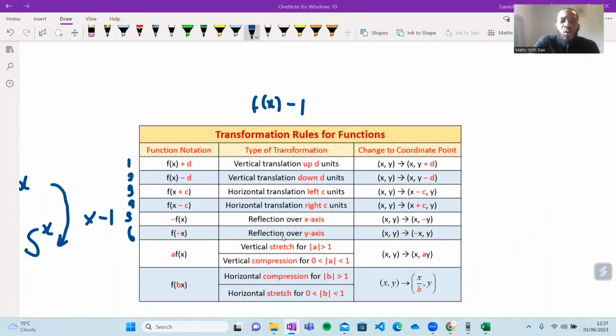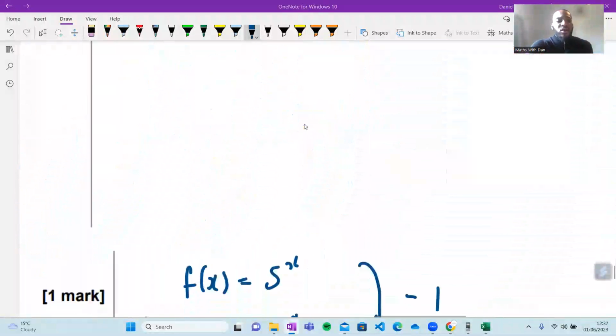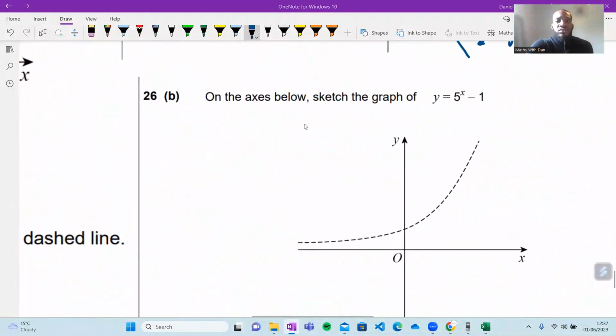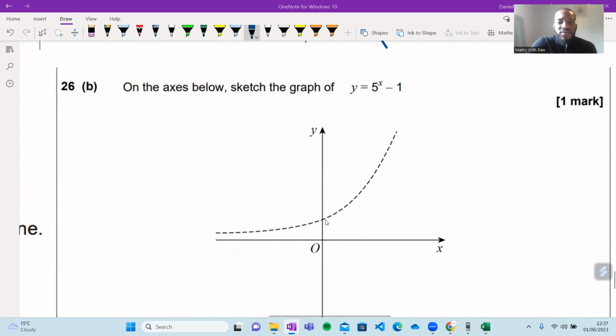Then you say to yourself, okay, well, what does it mean? It's a vertical translation down by d units. So if it's f of x minus 1, I'm going to vertically translate my graph down. I'm going to shift it down by 1 unit, right? Well, we know, remember, the y-intercept of 5 to the x was 1. Now, if I translate this down by 1 unit, because it's going to be f of x minus 1, I'm just going to go down by 1. So therefore, everything will now change.